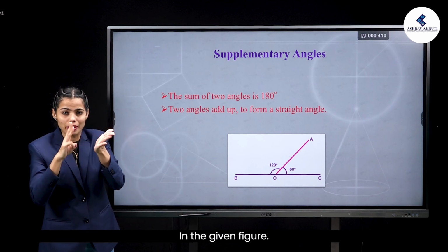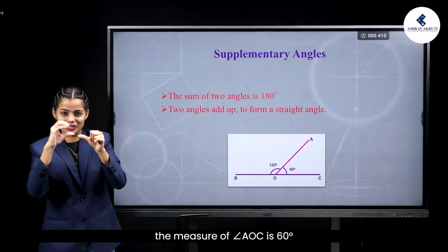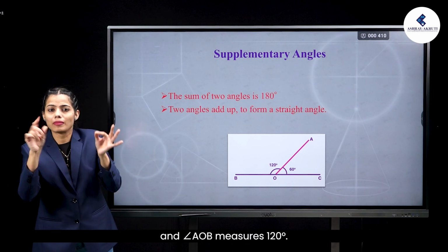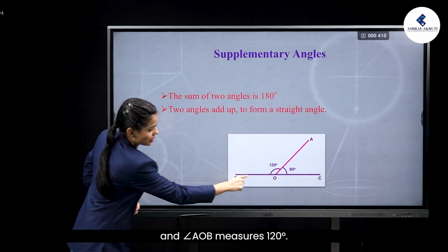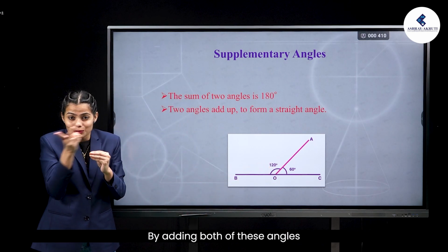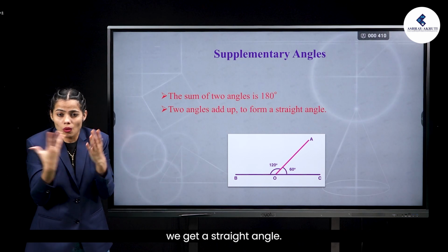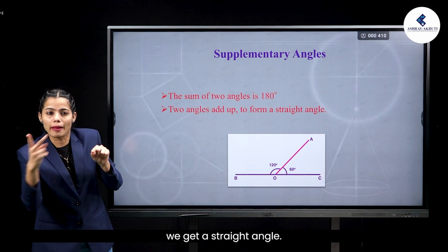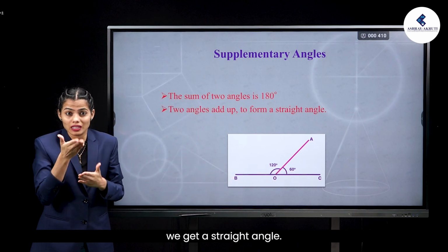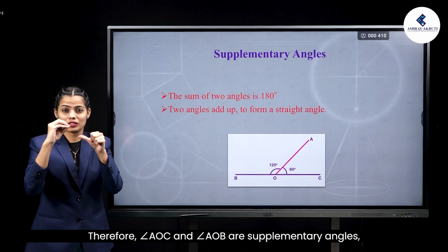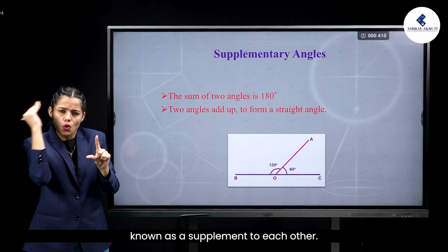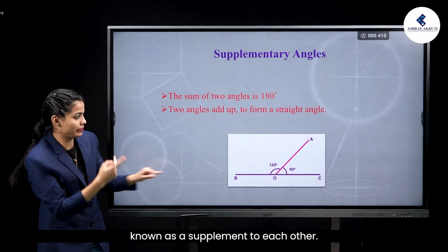In the given figure, the measure of angle AOC is 60 degrees and angle AOB measures 120 degrees. By adding both of these angles, we get a straight angle. Therefore, angle AOC and angle AOB are supplementary angles, and both of these angles are known as supplements to each other.